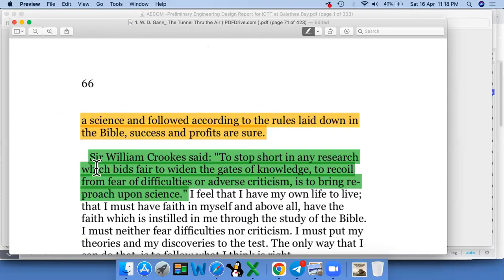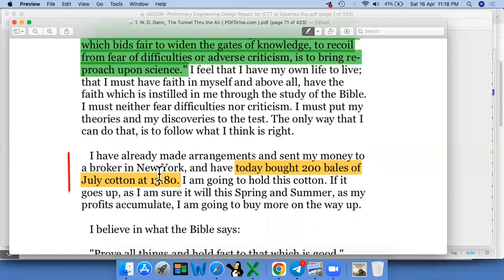Right. So he just gives a quote from Sir William Crookes, which said, to stop short in any research which bids fair to widen the gates of knowledge, to recoil from fear of difficulties or adverse criticism is to bring a reproach upon science. So this is what is being said. Probably he's just trying to support what he's saying, right?